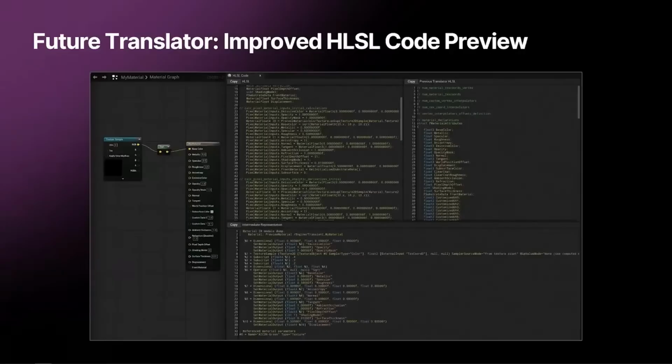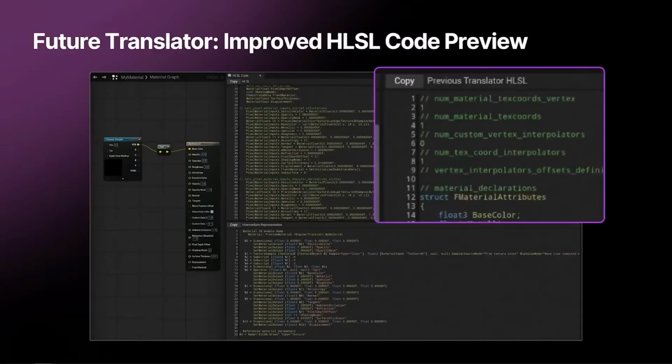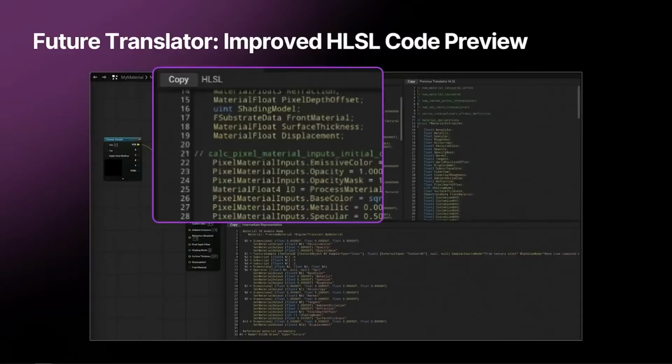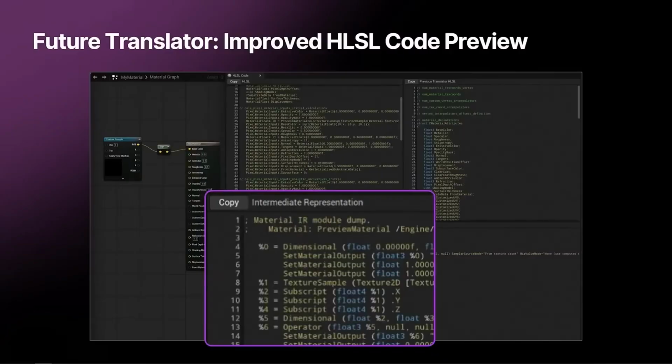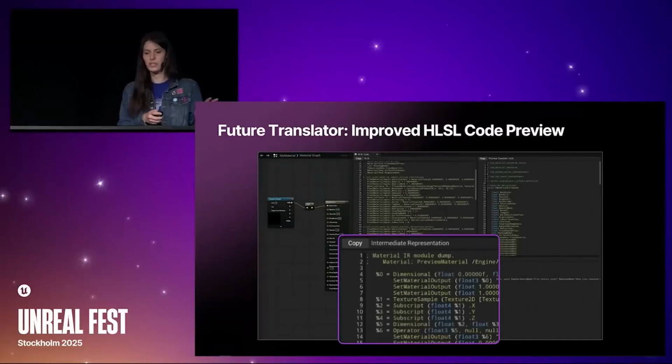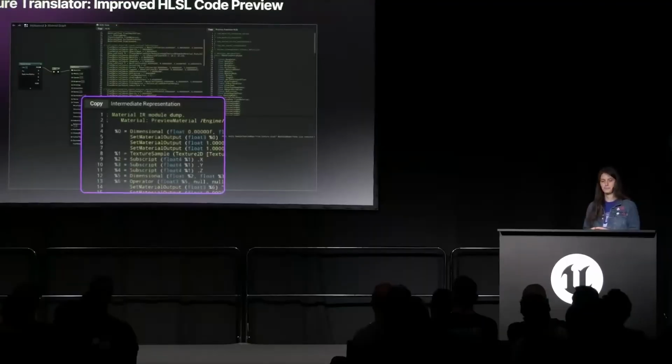So as far as HLSL improvements go, here's what's in the works. The future translator will have 3 panels for working with HLSL, shown here. It'll show you the previous translator's HLSL, the new translator's HLSL, and the intermediate representation. You'll also be able to display just the relevant code generated from the material graph instead of all 4,000 lines of the material.usf. If you do want to look at the full source, though, you can get that from selecting one of the parameter platforms or shader models.